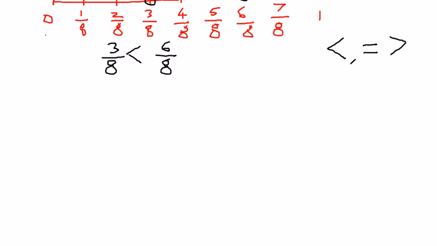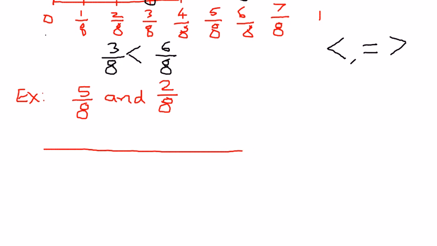In the next example, we want to find the order relation between the numbers 5/8 and 2/8. So here again, let us draw the number line, and then as we did before, we're going to divide it into fractions here. 0, 1/8, 2/8. So let me write this one a little more clearly here. This is 1/8. This is 2/8.